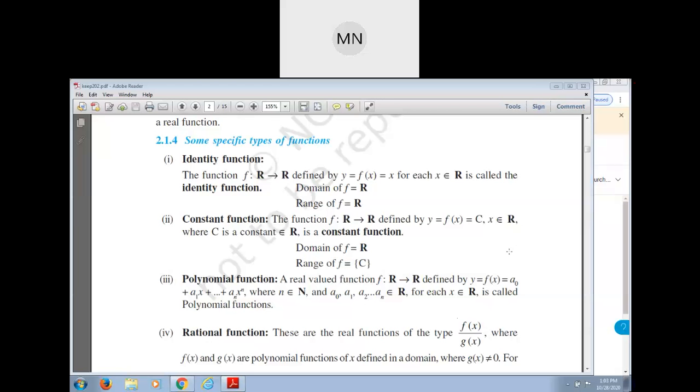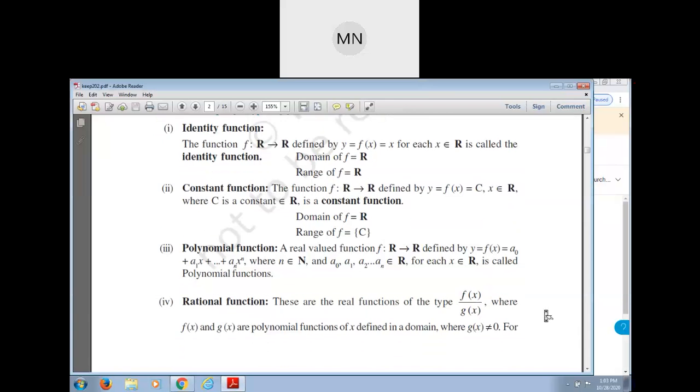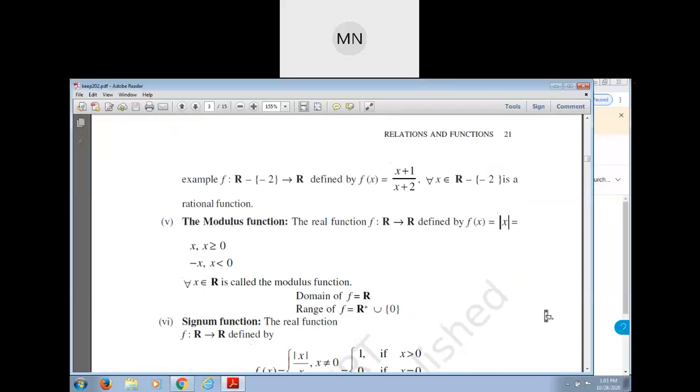Here also the domain of this function is R, because it is a real valued function. The domain will be R, and the range will depend on the type of function. And the next one is the modulus function.